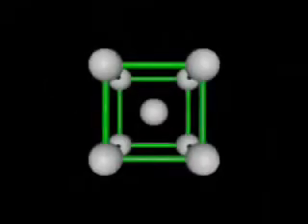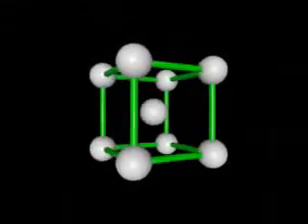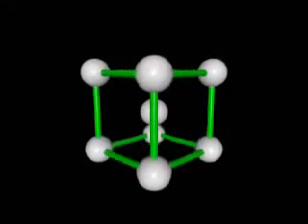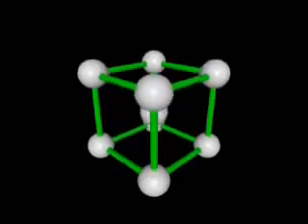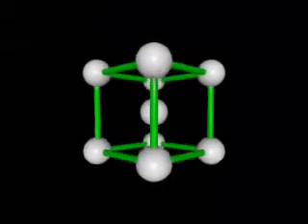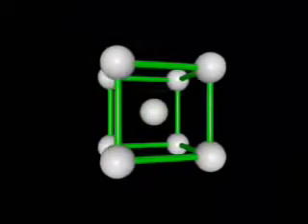The body-centered cubic lattice contains the same 8 vertex atoms as the simple cubic lattice, but with 1 body atom in the center of the cell. This simple change results in a structure that is completely different from the simple cubic lattice.